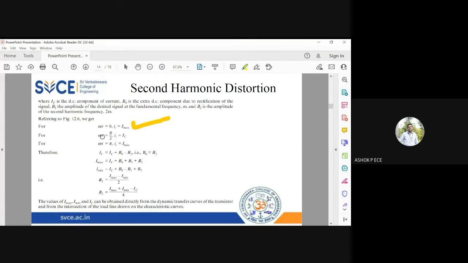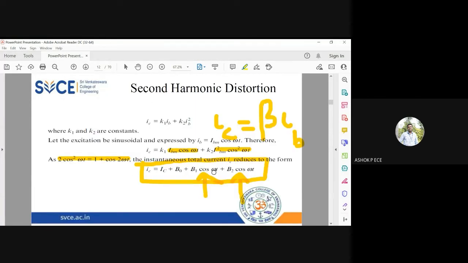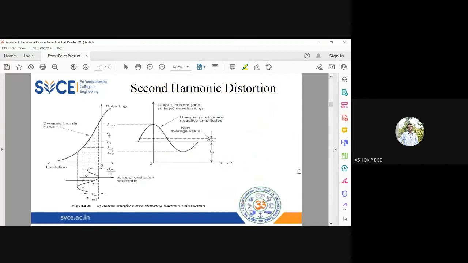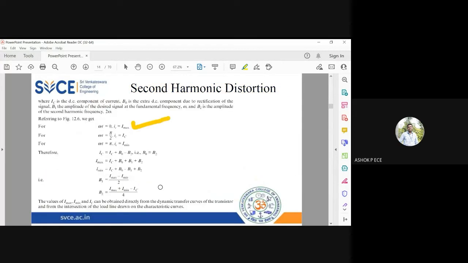When omega t is 90, cos 90 will be 0 and cos 180 will be -1. So from the graph, I'm taking all the values and I'm writing here. When omega t equal to pi by 2, IC is equal to capital IC. When omega t equal to pi, IC equal to I minimum. So these values are got from the graph, and I am going to substitute these values in the equation and find the values for B0, B1 and B2.